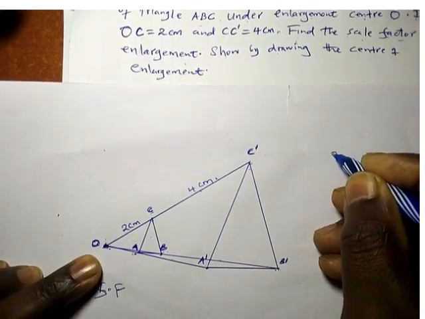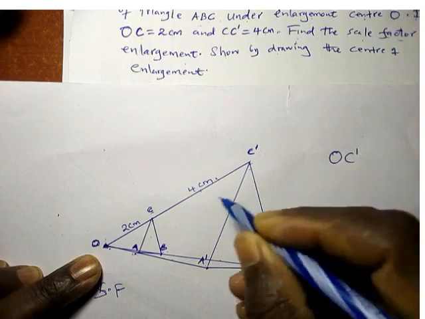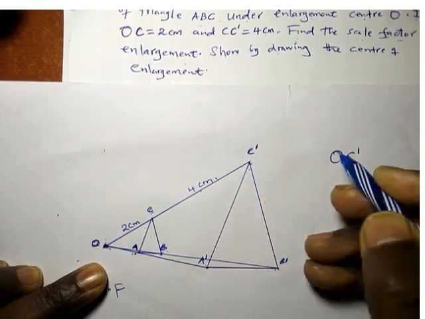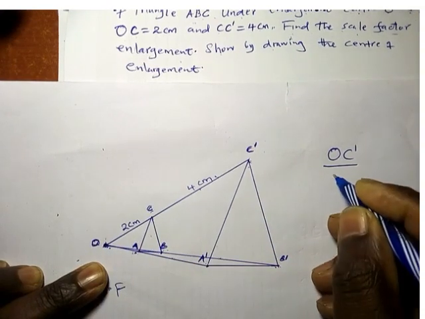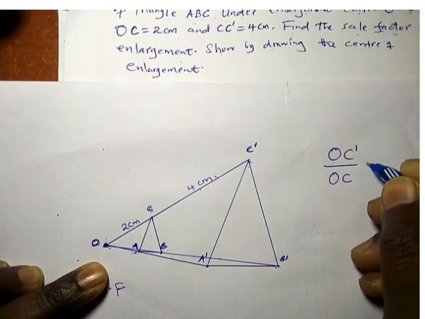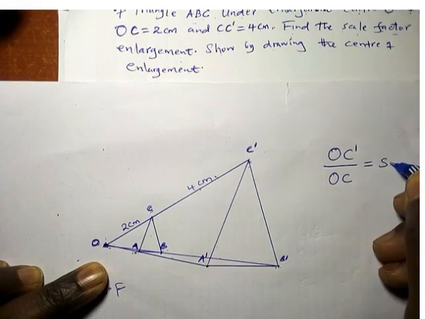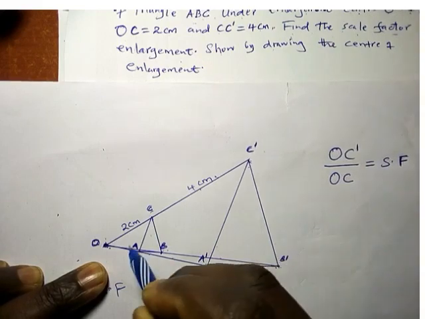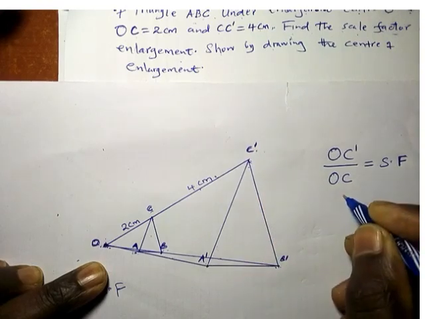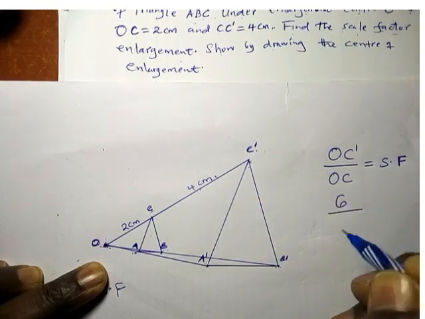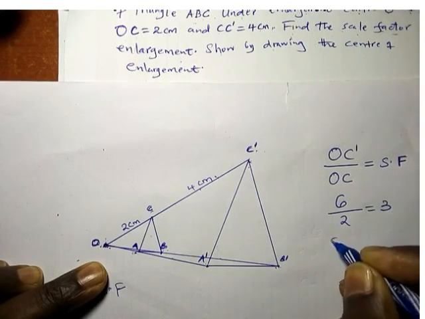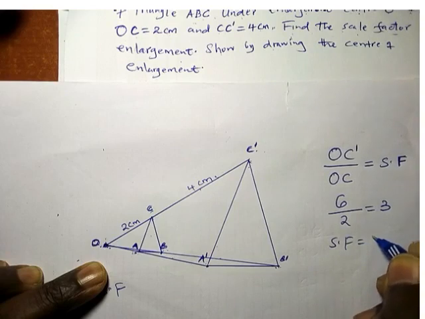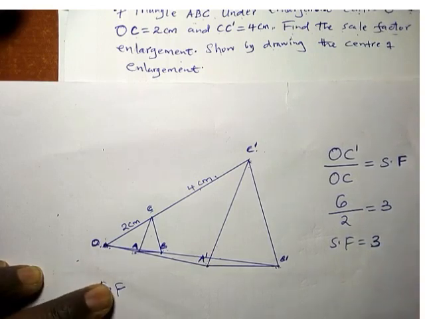So that one, OC', the distance from O to this one, if you divide that by the distance O to C, center to C, this one will give us the scale factor. So OC' equal to 4 plus 2, which is 6. OC is 2, and this one is equal to 3. Therefore, the scale factor is equal to 3.